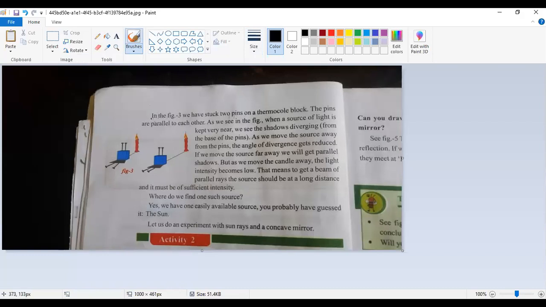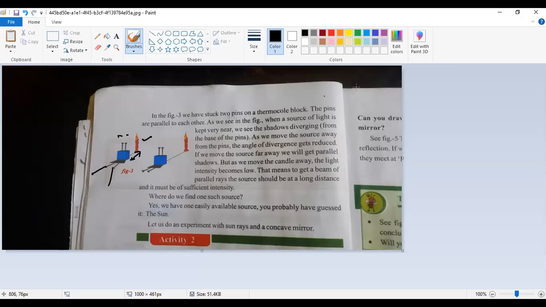So, in figure 3, we have stuck 2 pins on a thermocol board. These 2 are the pins here. The pins are parallel to each other. Are you able to see the parallel pins? As we see in the figure, when a source of light is kept very near, we see the shadow diverging. This light is very near to the thermocol base. So the rays are diverging, the angle is diverging. The shadow of the nails is diverging, diverging this side and this side.